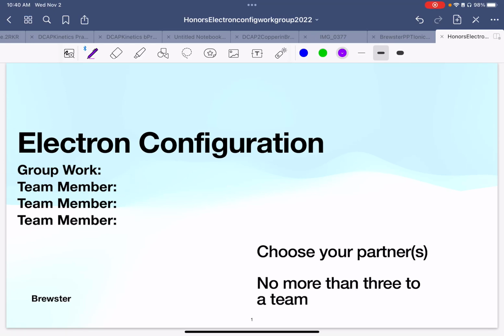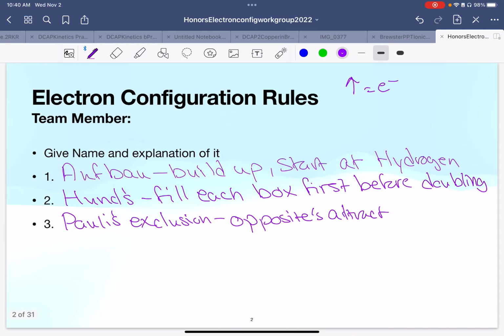Okay, this is over electron configuration. There are 3 guiding principles for electron configuration. The first rule is Aufbau, and it means to build up. You start at hydrogen always.